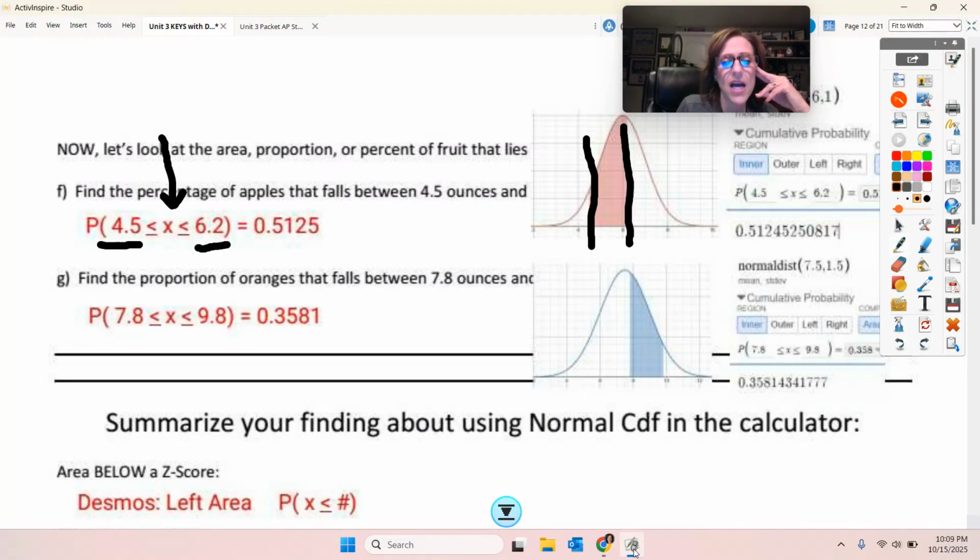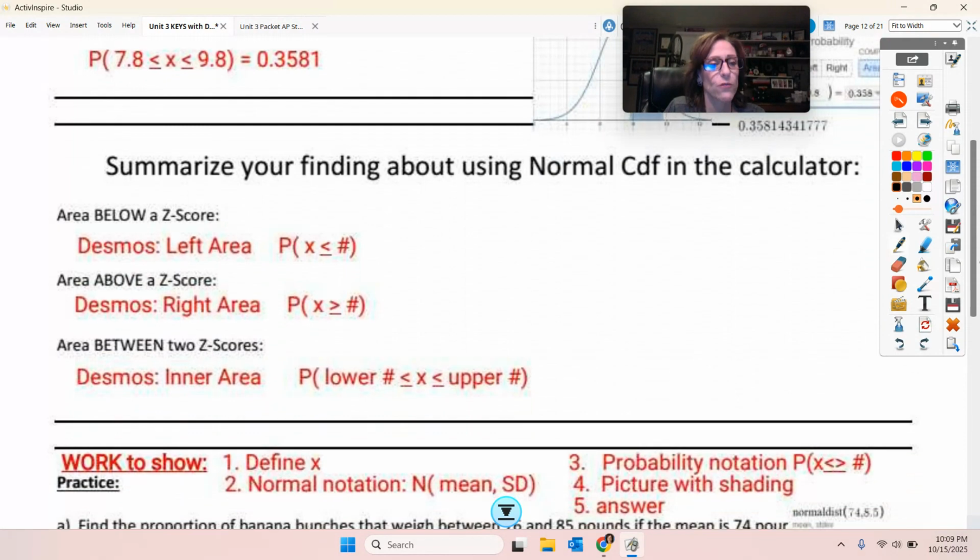Okay, so let's summarize what we got for Desmos. Let's summarize that probability notation. If you're going Desmos left, it's because you want the probability of a context value less than a value. If you're going to go above, you're going to do Desmos right, and you want the probability of X being greater than or equal to a value. And if you're going to go Desmos inner area, then you're going to do X is in the middle, and you want the probability of the lower bound, X in the middle, and then the upper bound. Okay, so that's how you write that.